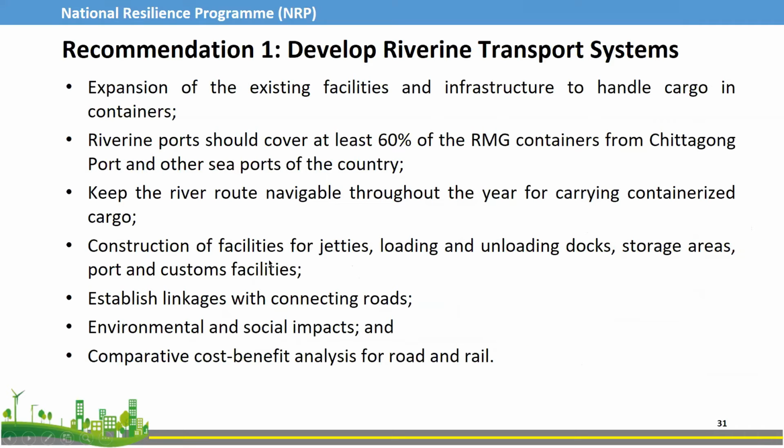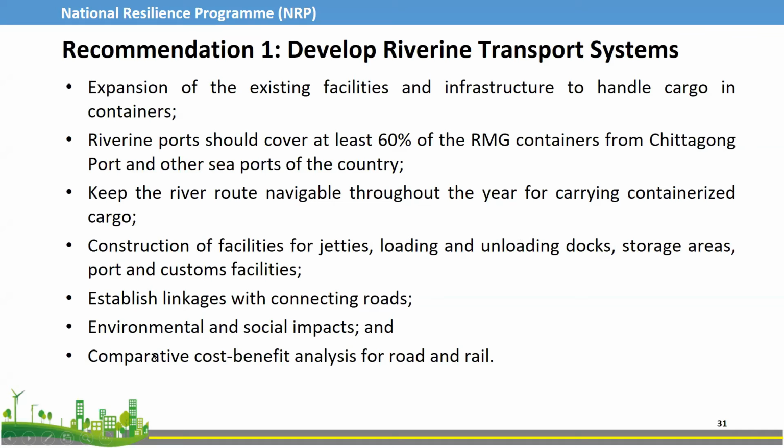And construction of facilities for jetties, loading, unloading docks, storage area, port, and customs facilities should also be built into these ports, and establish linkage with connecting roads, because the last mile connectivity is very important. If that is slow and inefficient, then our river ports will not operate properly.